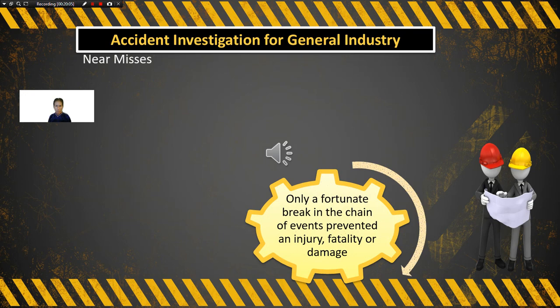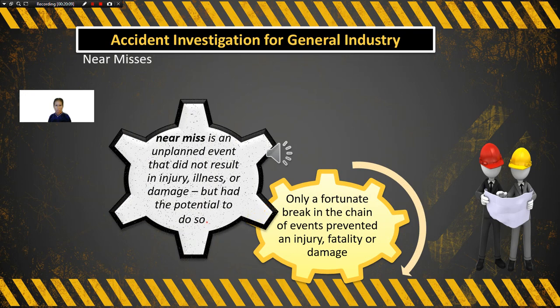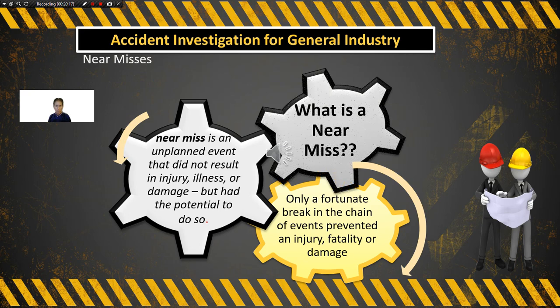Here we go. What is a near miss? Near miss is an unplanned event that did not result in injury, illness, or damage, but had the potential to do so. Only a fortunate break in the chain of events prevented an injury, fatality, or damage.